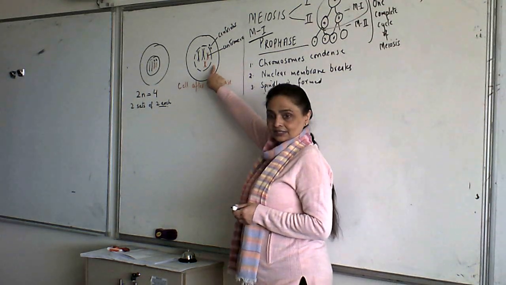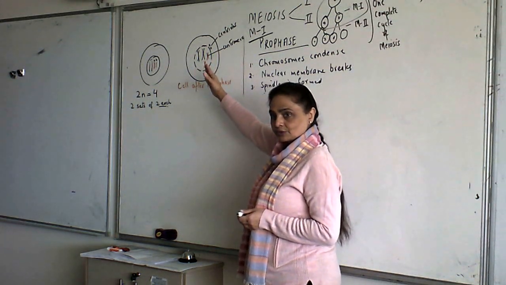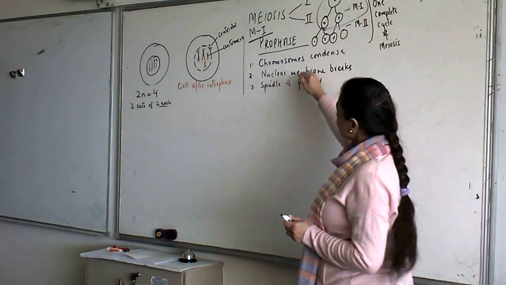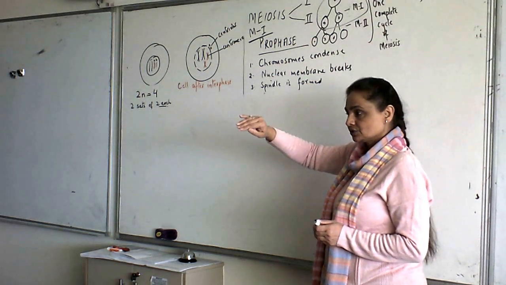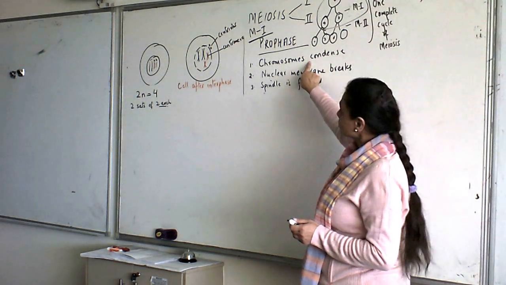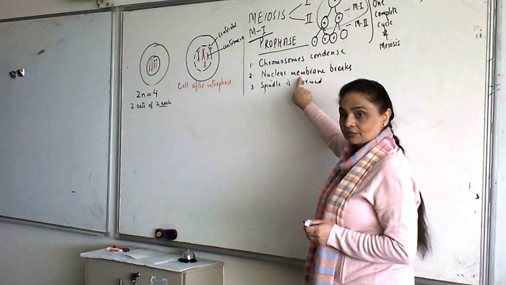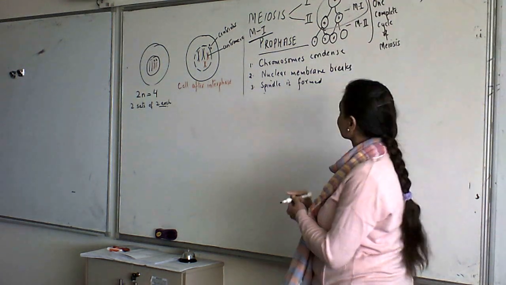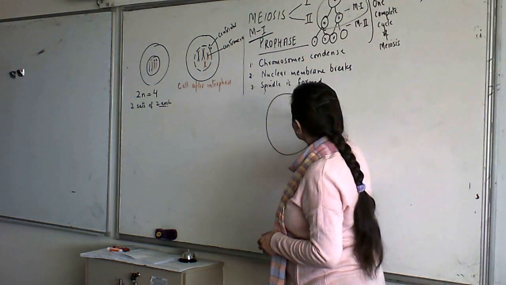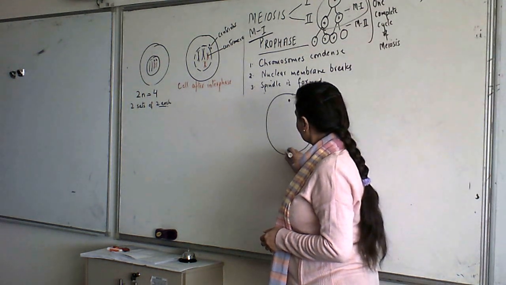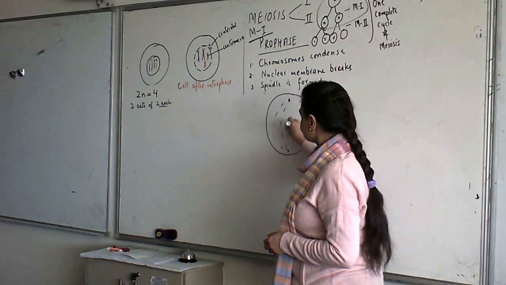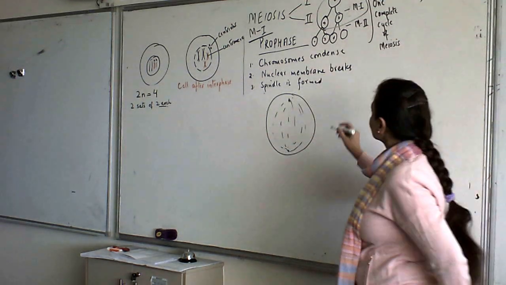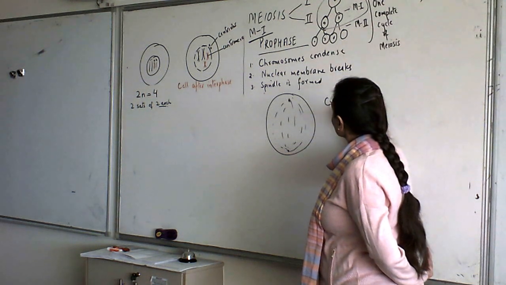After interphase, the cell has doubled up its chromosomes, it's doubled up its cytoplasm, and is ready. All these steps are the same as in mitosis to start with. Chromosomes condense, the nuclear membrane breaks, the spindle is formed, and chromosomes attach to the spindle. Okay? So we go up to that stage, and then something additional happens, called crossing over.